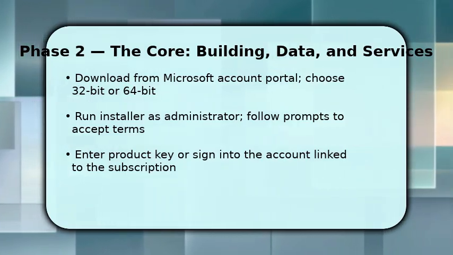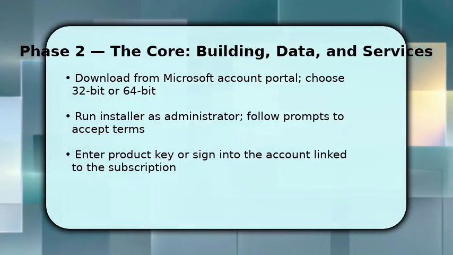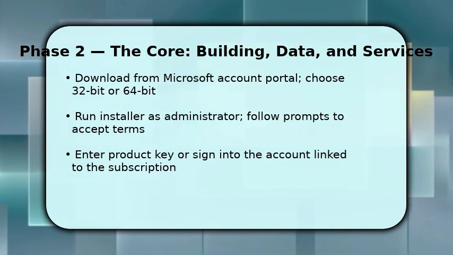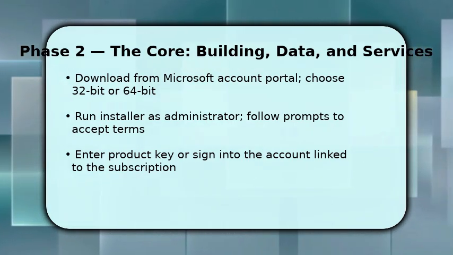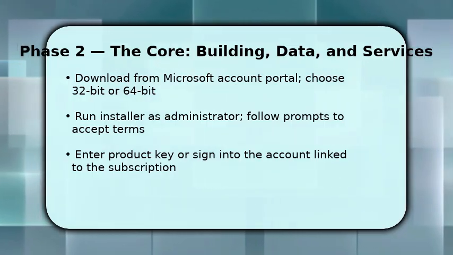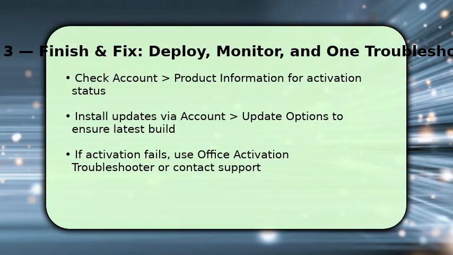Either input the product key or sign into the account tied to your subscription. Once done, Excel will verify online. If activation stalls, sign out and sign back in to refresh license tokens and retry activation. You finalize by confirming activation under Account, where product information shows license type and expiration.